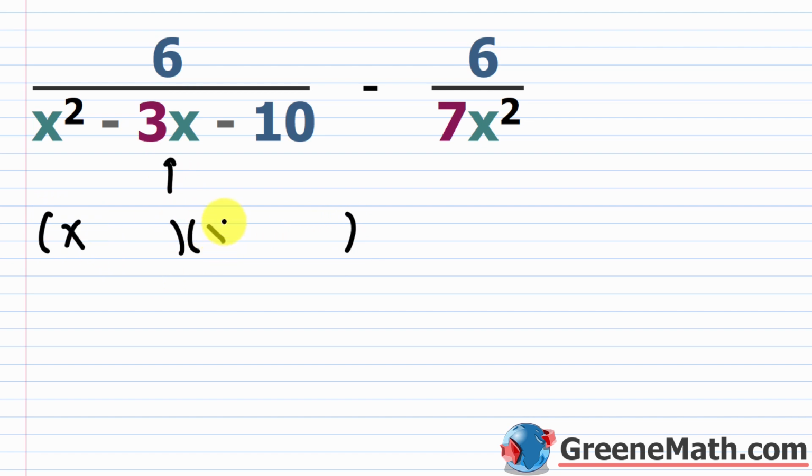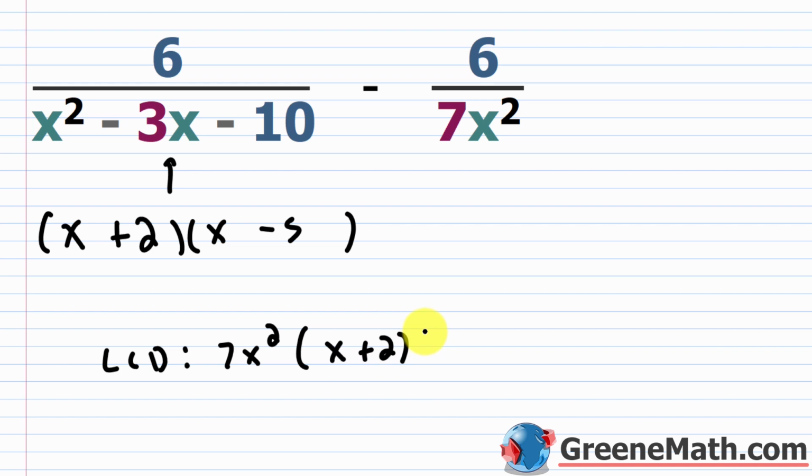This is an x here and an x here. I need two integers whose sum is negative 3 and whose product is negative 10. So let's go ahead and put negative 5 and positive 2. Now between these denominators, there's nothing in common. So my LCD is just going to be the product of the denominators. So the 7x squared times the quantity x plus 2 times the quantity x minus 5. Now I don't need to write this each time, but I'm just making that crystal clear.